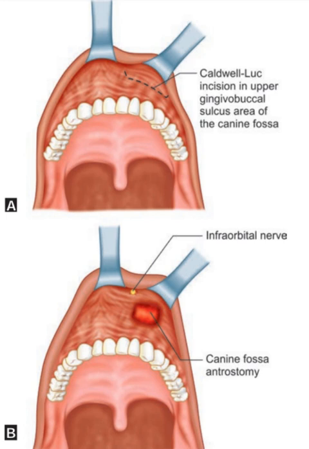Preparation. Local 1% or 2% lignocaine with epinephrine 1 in 100,000 is infiltrated in gingivobuccal and gingivolabial sulcus. Nose is packed with cotton pledgets soaked in topical decongestant.